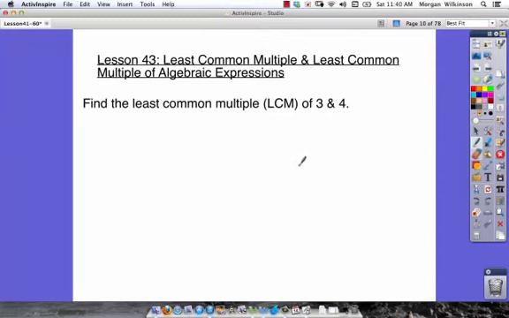Lesson 43 is about the least common multiple and the least common multiple of algebraic expressions. Now the first question we have is a bit of review. What we want to do is find the least common multiple, LCM, of 3 and 4.